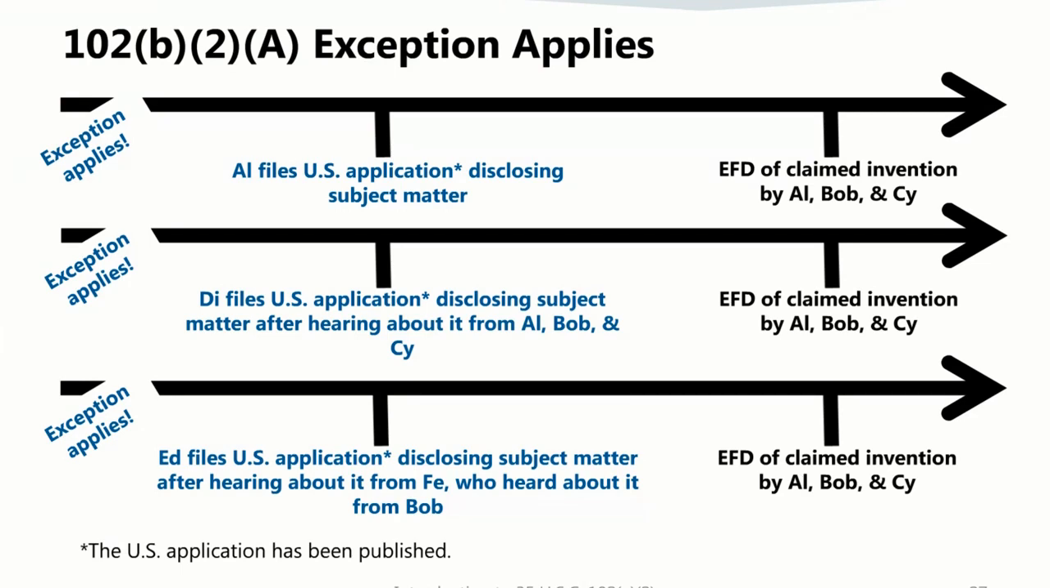Therefore, the exception under 102(b)(2)(A) applies, and Di's earlier application is not prior art as of its filing date to the invention claimed by Al, Bob, and Cy. In the third illustration, Ed is not a joint inventor of the application under examination, but he did obtain the subject matter indirectly via Fay from a joint inventor, Bob. Therefore, the exception under 102(b)(2)(A) applies, and Ed's earlier application is not prior art as of its filing date to the invention claimed by Al, Bob, and Cy.